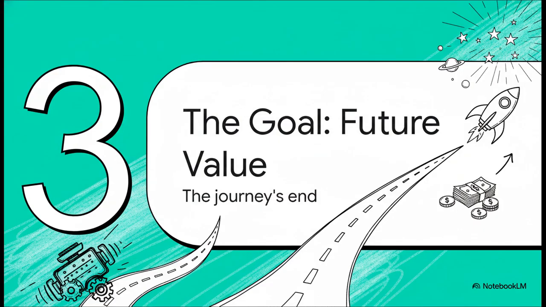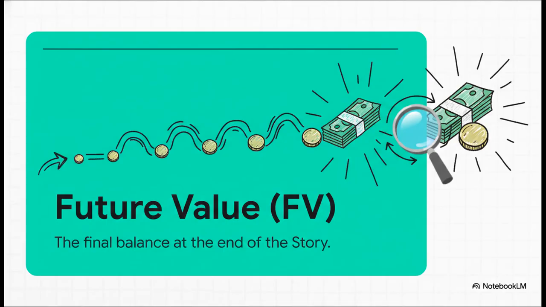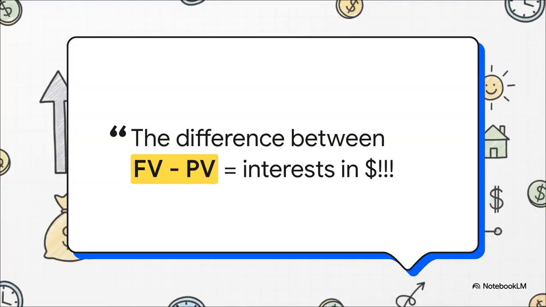So, you've started your journey. The engine is fired up, but where are we actually going? Every journey needs a destination, right? And in our story, that destination is the future value. And future value, or FV, is exactly what it sounds like. It's the grand finale, the final balance at the end of the story. It's what your money grows into after it's traveled through time, powered by that engine of interest. And this right here just nails the whole point. The source material puts it so perfectly. The difference between your future value and your present value, that's the interest you've earned. In actual dollars, that's the whole plot of the story. The growth, that's the treasure you find at the end.